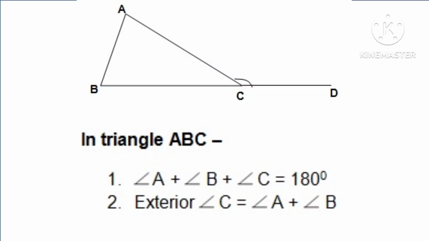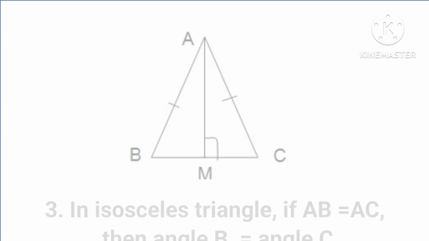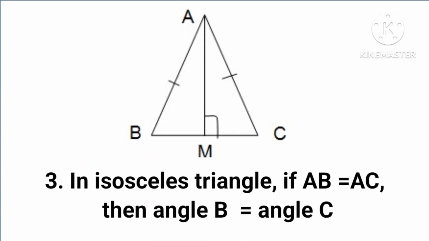In triangle ABC, 1. Angle A plus angle B plus angle C is equal to 180 degrees. 2. Exterior angle C is equal to angle A plus angle B. 3. In an isosceles triangle, if AB is equal to AC, then angle B is equal to angle C.